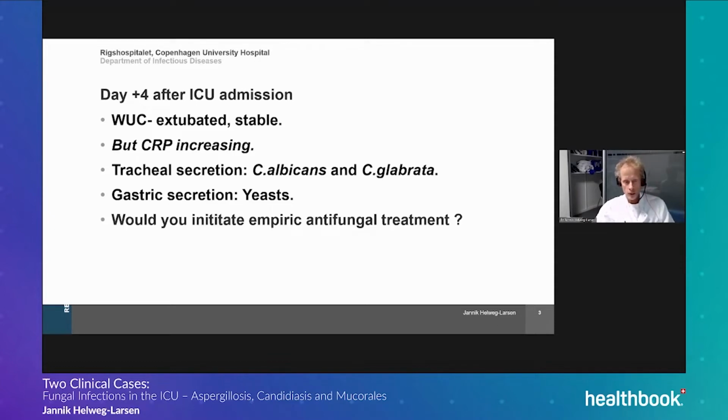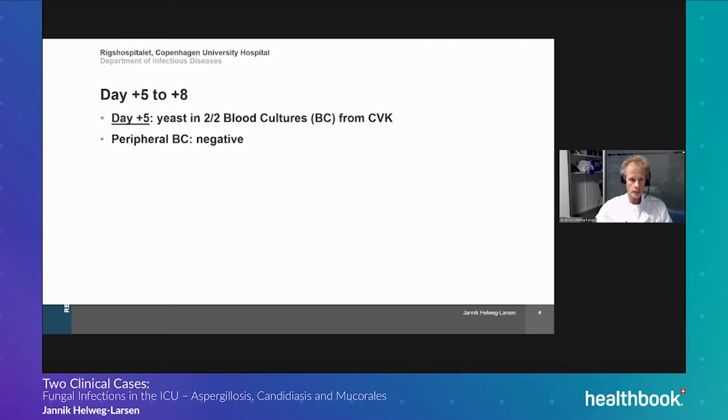So now the question to the audience is, and just pause a bit, would you at this point initiate empiric antifungal treatment? The patient is stable, his CRP is increasing, and we found that he is colonized with yeast. And if so, which antifungal treatment would you apply?